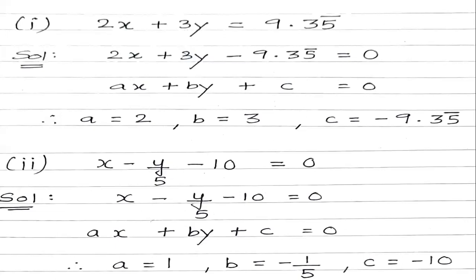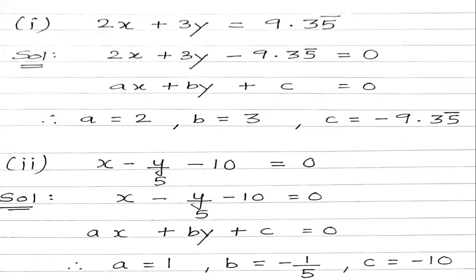And if I refer to the standard form, which is ax plus by plus c is equal to 0, I can clearly state that a is equal to 2, b is equal to plus 3, and c is equal to minus 9.35 bar. Isn't it simple? Let's try the second question.